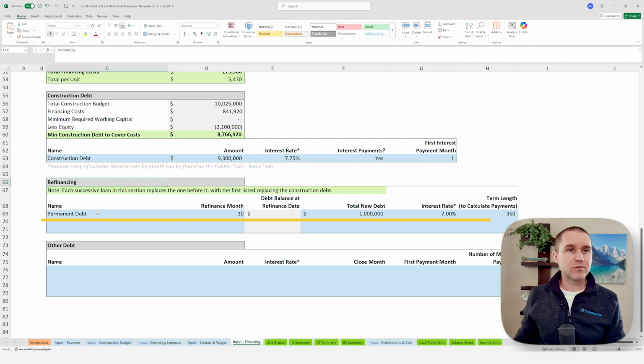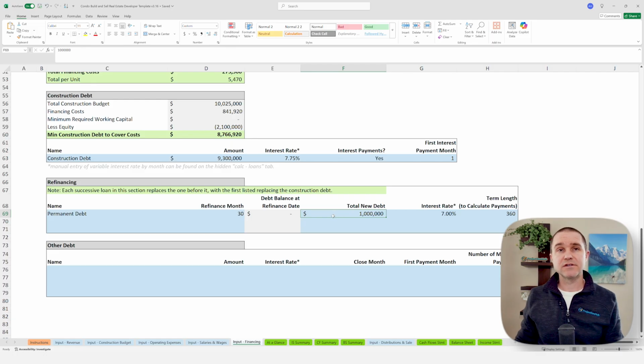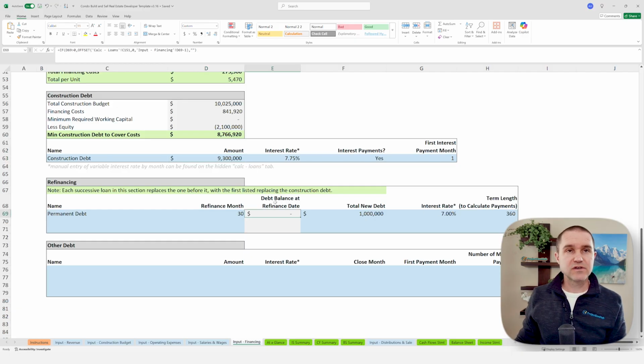And then here's the idea of the refinancing. So we're refinancing that to permanent debt in month 30, and we're setting the total new debt to just be $1 million. The reason for that is because along the way, we have sold most of the condos and we've paid down most of this construction debt already. So maybe we only have to refinance or pay off $1 million, or get $1 million of new debt. And so this actually calculates the debt balance at the refinance date. It's calculating that it's zero because we've already sold all the condos in this example.